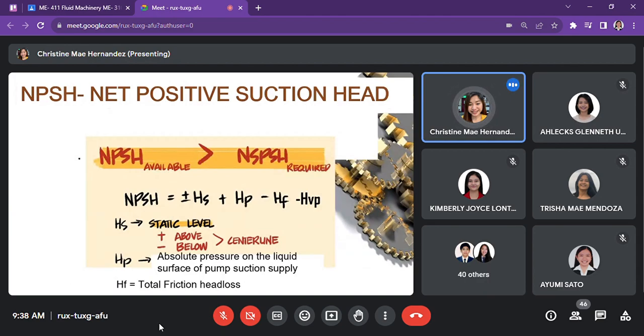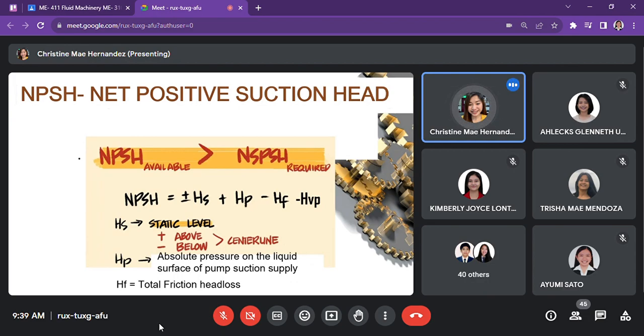So, makikita nyo, NPSH available, or the net positive suction head available, must be equal or greater than the net positive suction head required. Katulad din yan ng pump selection process, plus 1, must be greater than. Okay? So, dito sa net positive suction head, greater than or equal, dapat yung available suction head natin kaysa sa required in order to avoid cavitation.